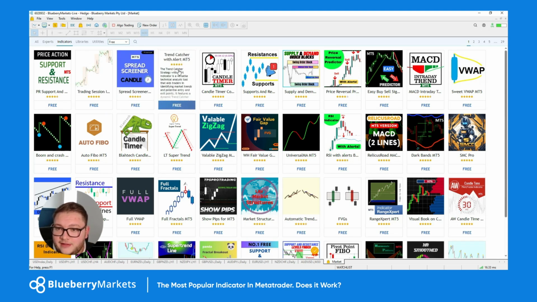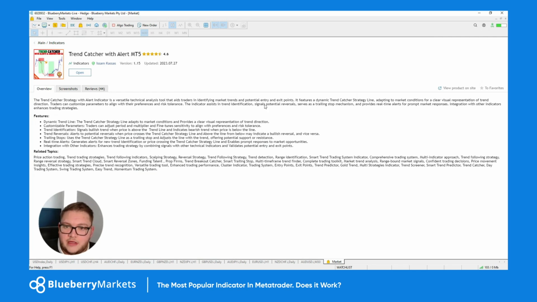So the next one after that is this trend catcher with alert. If I click into this area, it opens up the trend catcher with alert, telling us a little bit of details here. The trend catcher strategy with alert is a versatile technical analysis tool that aids traders in identifying market trends and potential entry and exit points. Something that we like to look for on the channel is definitely trended environments, so that could be something that we could use. I'm probably going to have a little look at where I got involved with Aussie US dollar last time on a short trade, and then we're going to see if this would have told me to do the exact same thing or whether it would tell me something different.